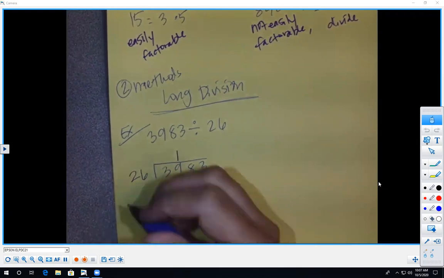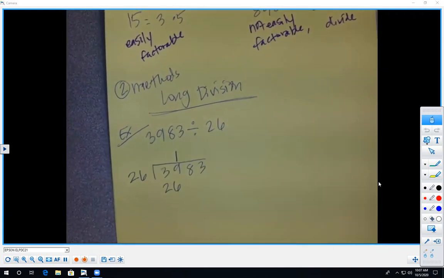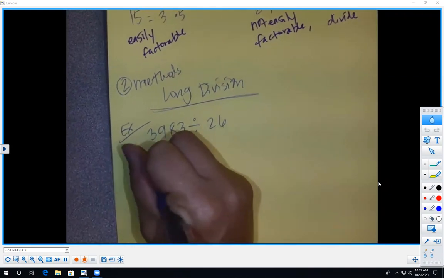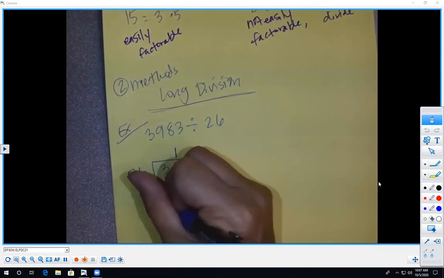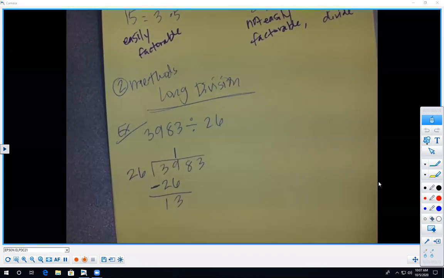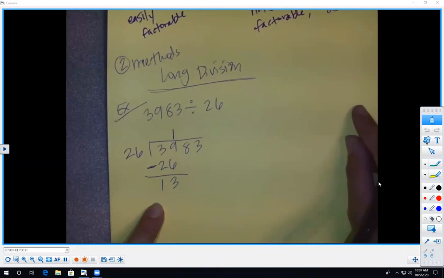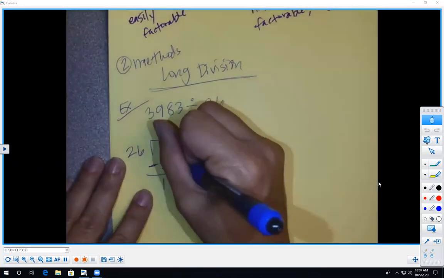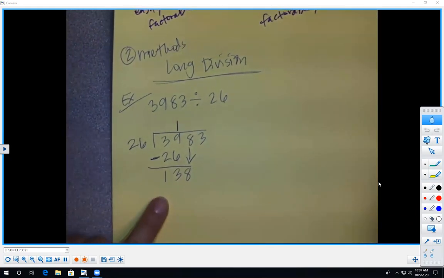1 times 26 is 26. What do I do with that 26? Subtract it. So I'm going to take away 39 minus 26 and I get 13. You double check to make sure you did your division right. Does 26 go into 13? No. Bring down your 8. Does 26 go into 138? Yes, a few times.